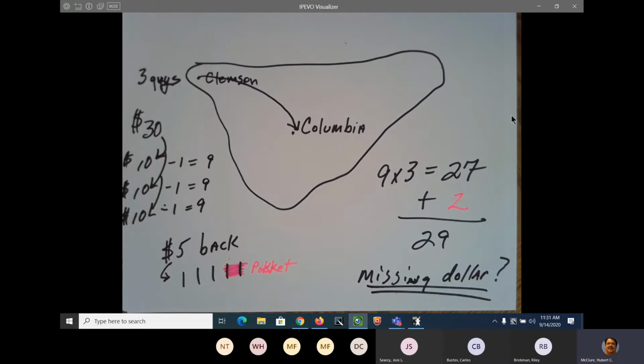Now this is where y'all are supposed to interact with me. I know you don't want to because you were weaned on a pickle, but where's the missing dollar? He's got 2 in his pocket. You gave him each one back. That's 3. 3 plus 2 is 5. Where's the missing dollar?